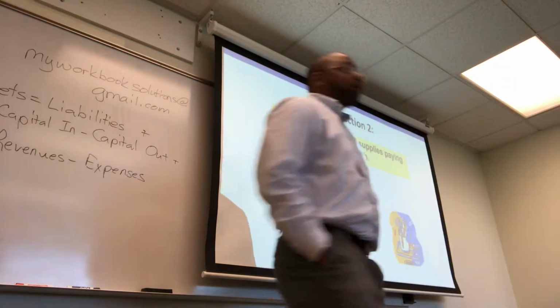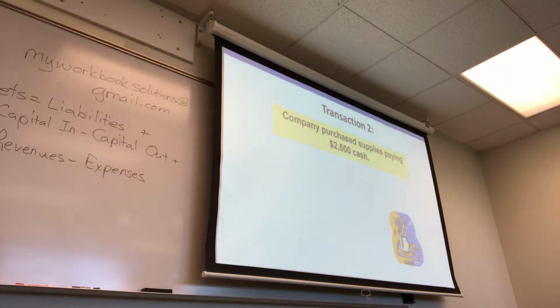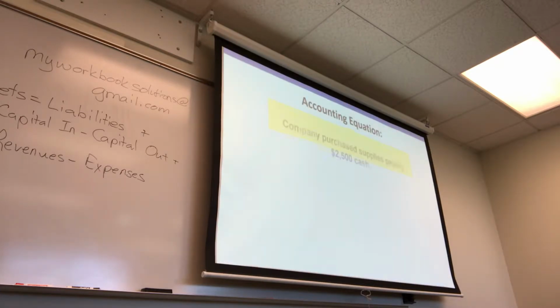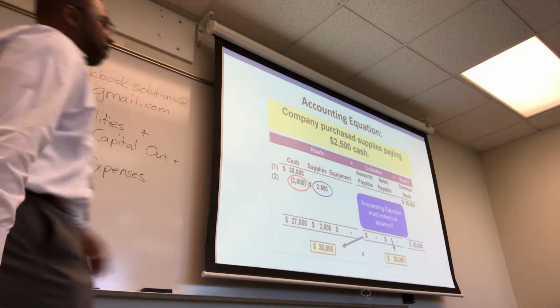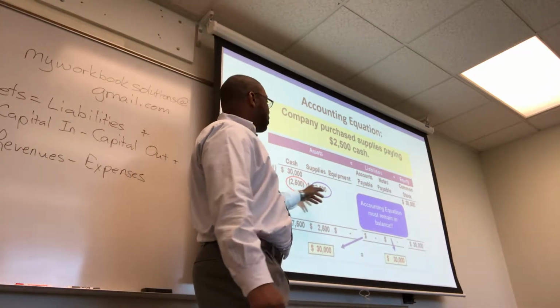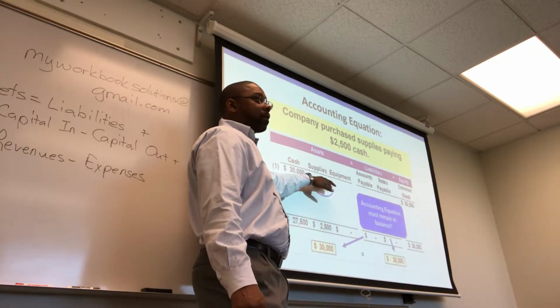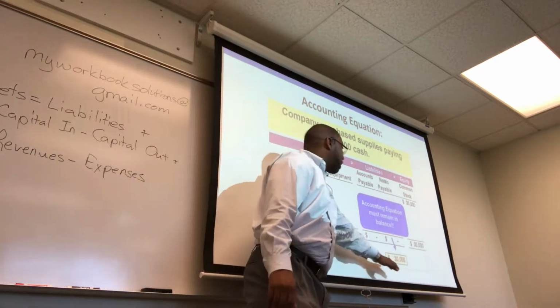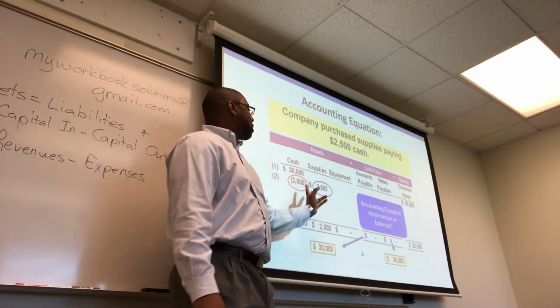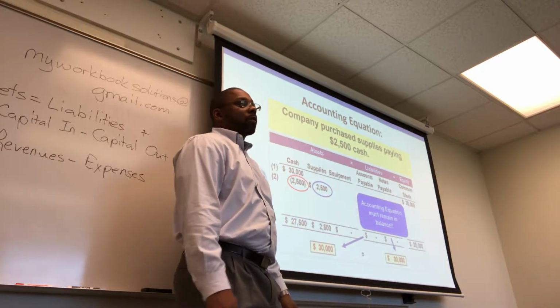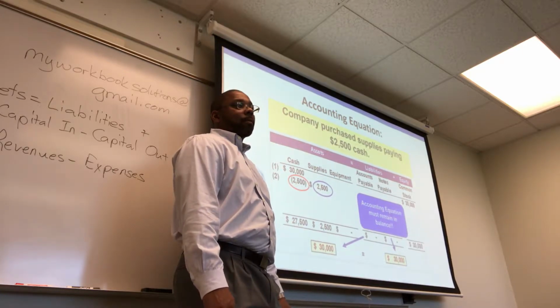So what did we just do here? We did an opposite but equal transaction on one side of the equation. See? We decrease cash, we increase supplies, but both of them are assets. So our account is still in balance at 30,000, but we did an opposite but equal transaction on one side of the equation. Everyone with me?